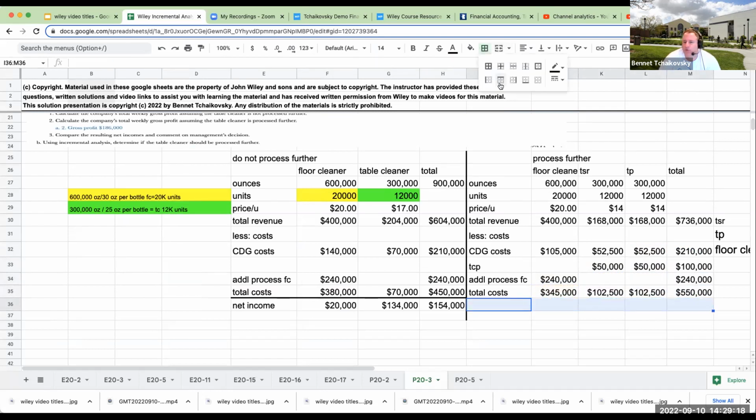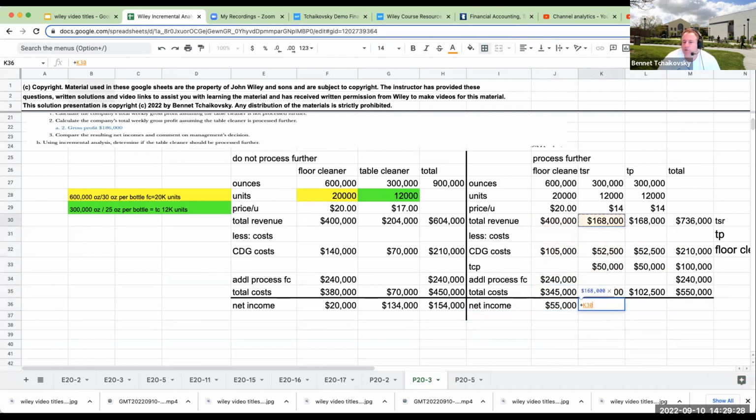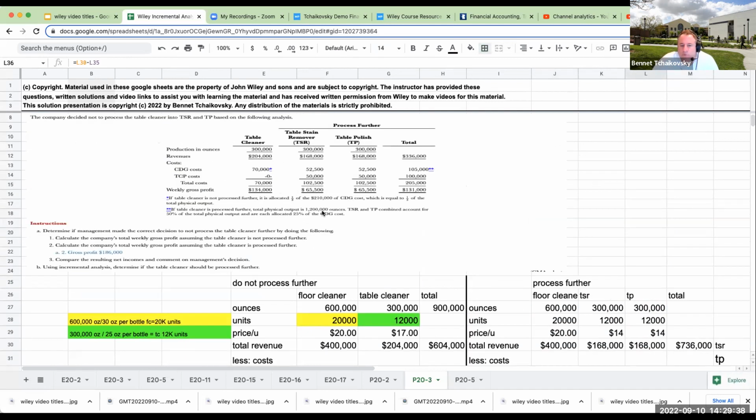So my total costs right over here are 345. So my net income is going to be 400 minus 345, 168 minus 102,500, 736 minus 550. So again, right over here, when you look at the 65.5, this is correct. It's just that what management failed to do is that's not the correct number. You cannot use this to compare because it's impacting the profitability of the floor cleaner.